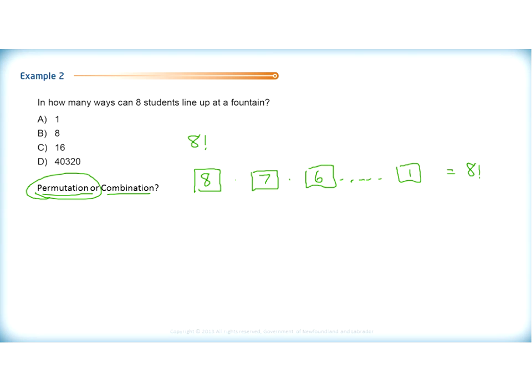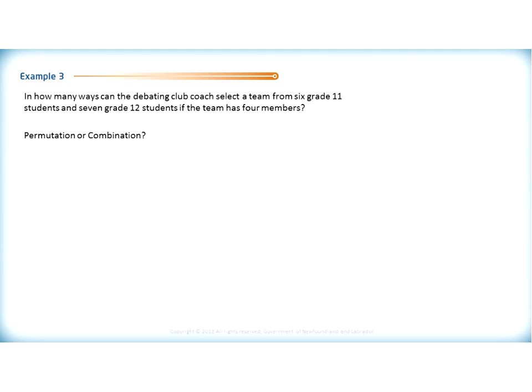8 factorial, again, you should be able to do this pretty quickly on your calculator. 8, press the math key, go over to probability, and number 4 is factorial, and you get 40,320. So the answer in this case is D. Okay, let's have a look at another example.